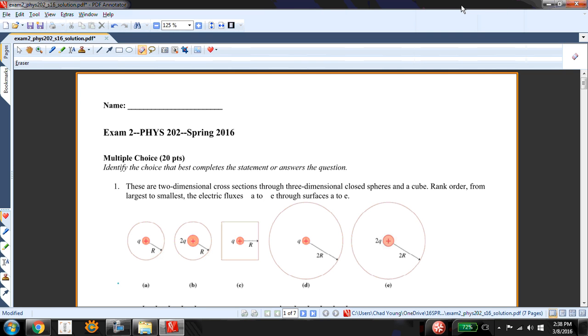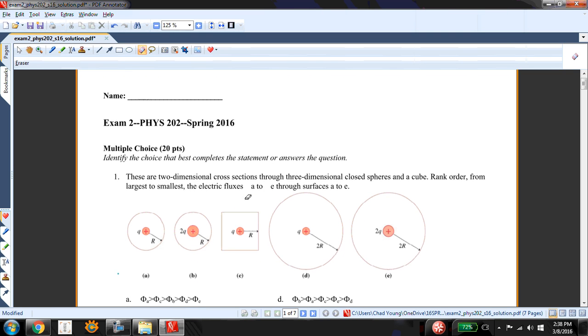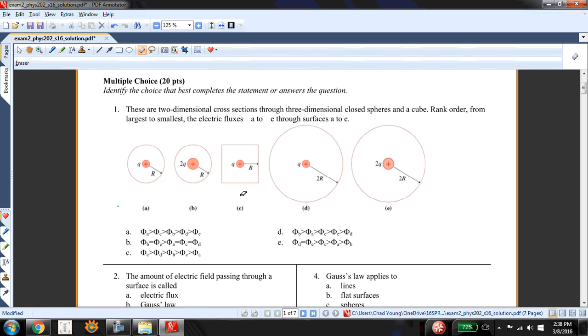Okay, this is exam 2 for Physics 202. First of all, multiple choice, which is worth 20 points total. Here we have charges that are enclosed by Gaussian surfaces. We just want to rank their fluxes.